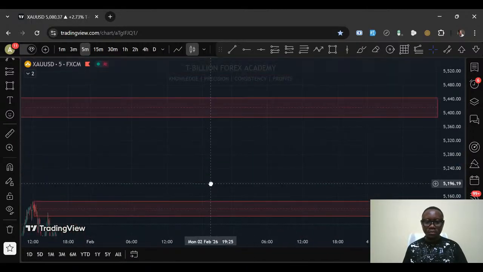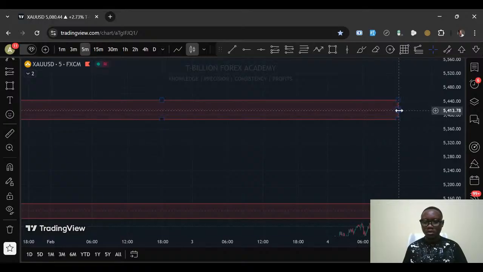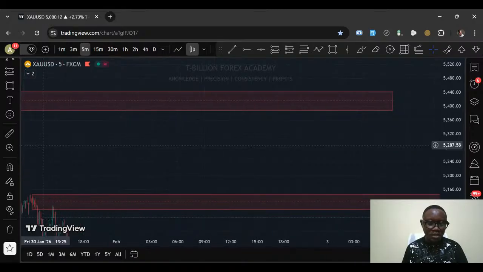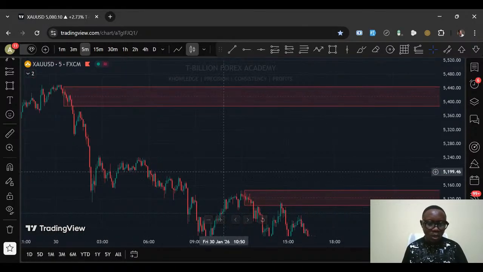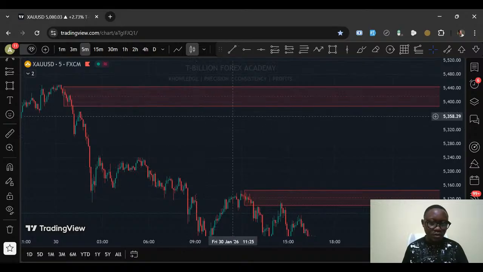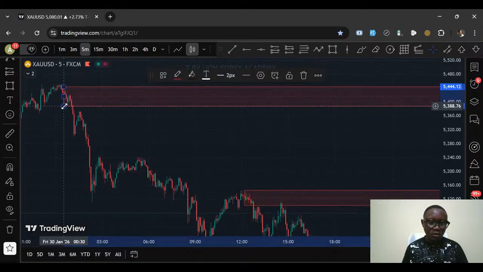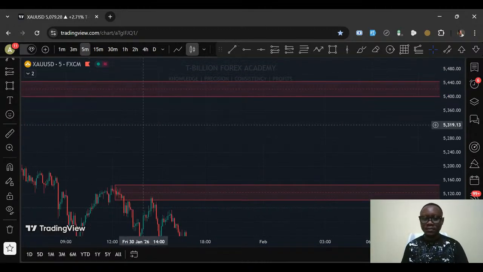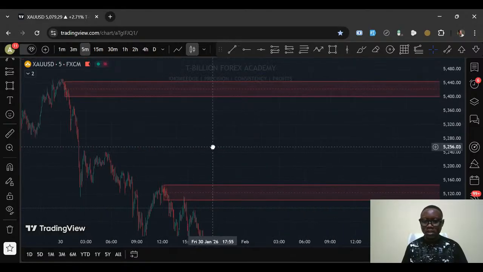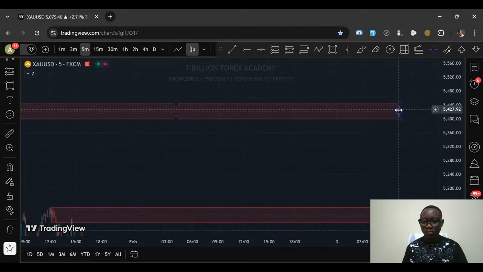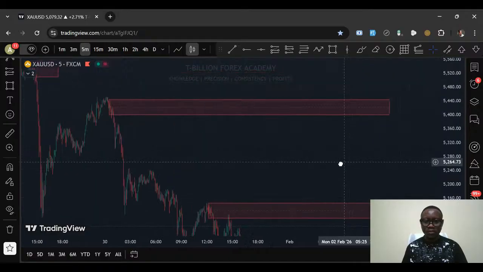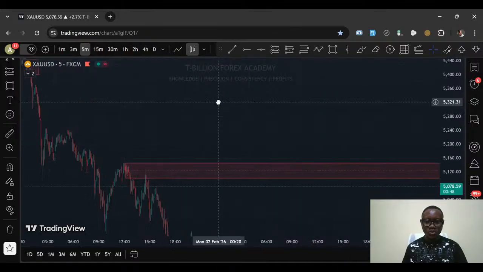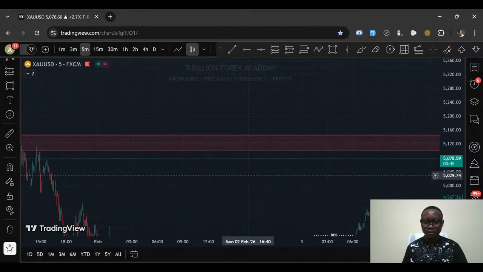Okay, let's minimize this one. Before we minimize, let's see if we can refine it further. Okay, this can be further refined to this. Then let's minimize it and focus on the most recent supply zone or resistance level, which is this.